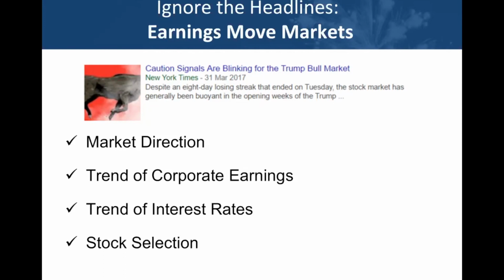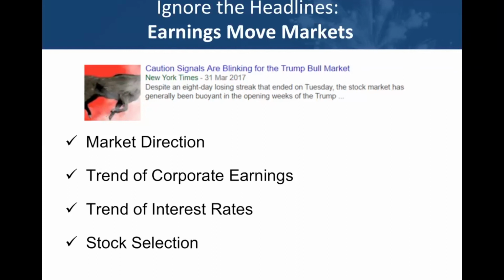So here's one final headline. March 31st, caution signals are blinking for the Trump bull market. What has the market done since March 31st? It's made new highs. It's up 4%. So if you follow the headlines, you're going to be dissuaded, pushed away from your game plan, lose focus.